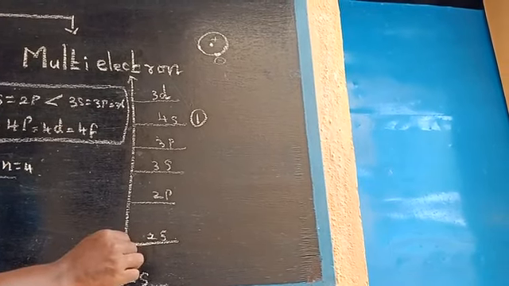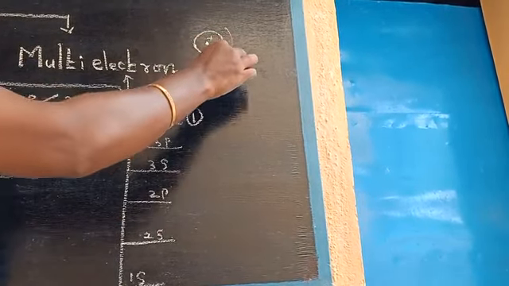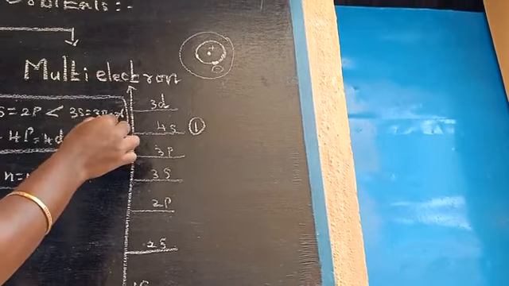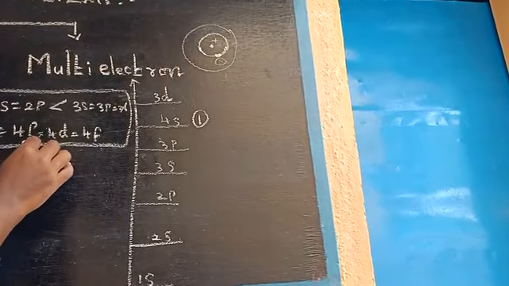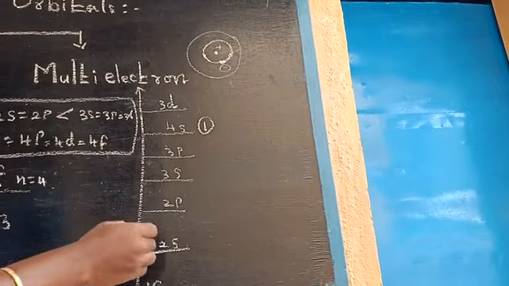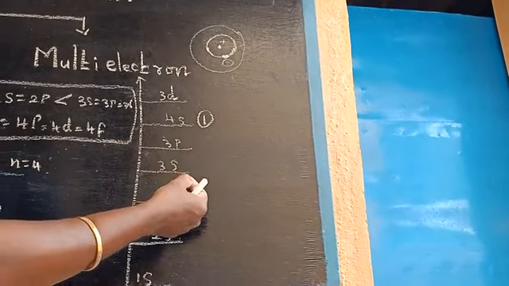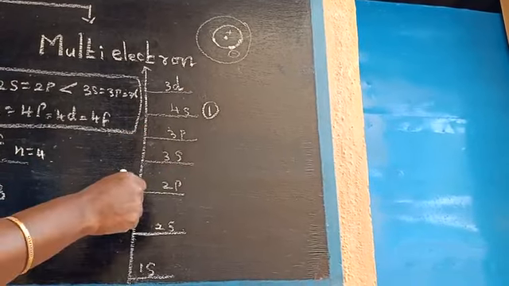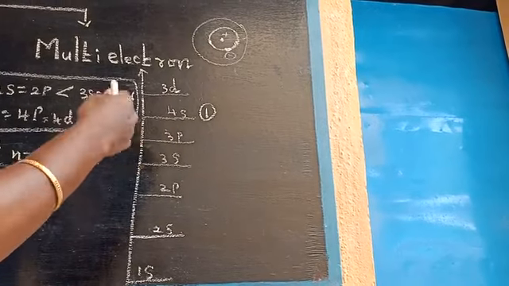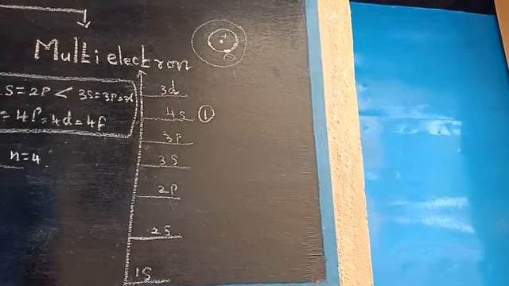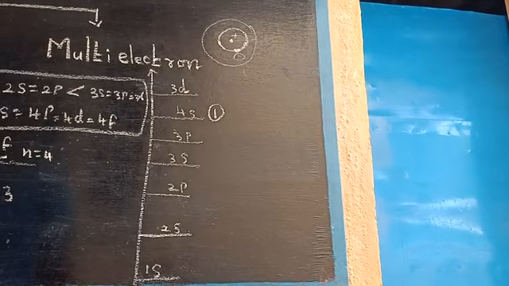Next, the 2s orbital, the next level. Now the distance increases, so the energy slightly increases. Next point: in 2p as well as 3p, the energy level increases. Why does the energy level increase?